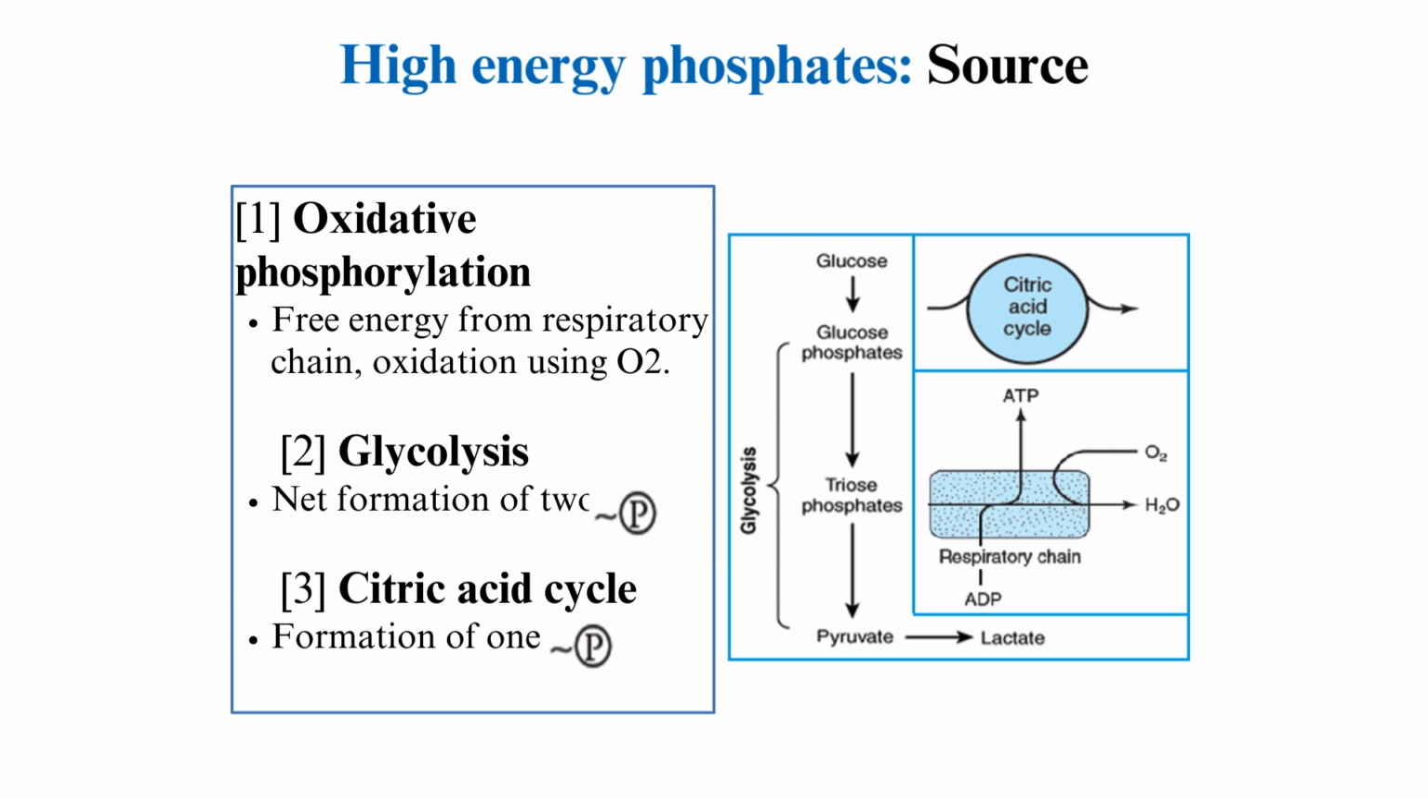Glycolysis, which is the breakdown of glucose, also releases two high energy phosphates. And the citric acid cycle is a source of one high energy phosphate. I would like you to memorize these sources.